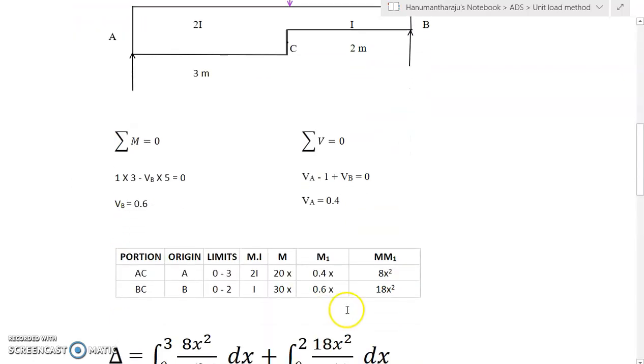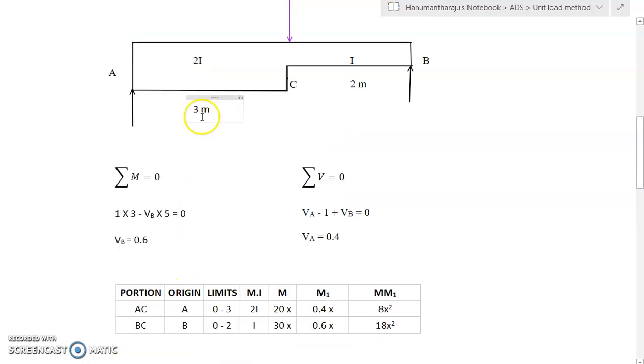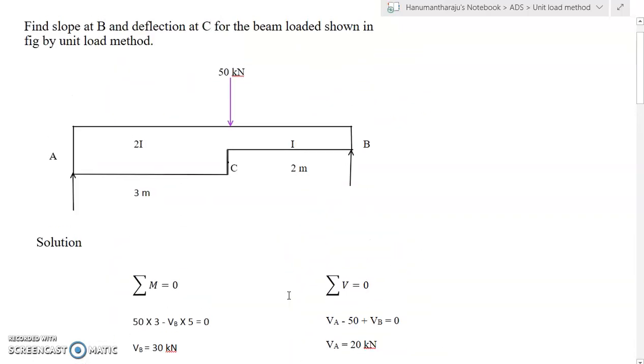Now, in the tabular column, let us take the portion AC first. Let us take A as the origin. Limit is 0 to 3. Moment of inertia is 2I and moment M, capital M, is the bending moment due to external load. This is the external load. We need to find the bending moment about this portion AC.